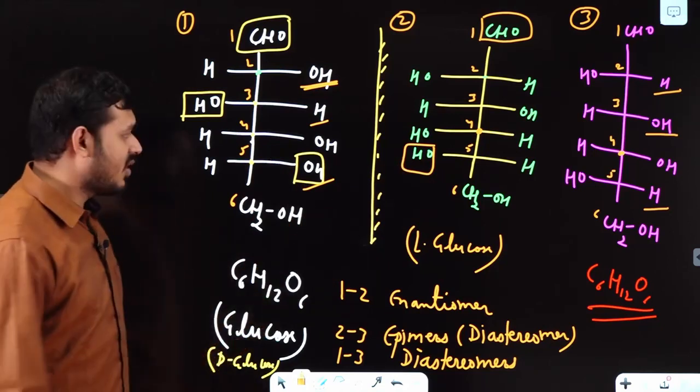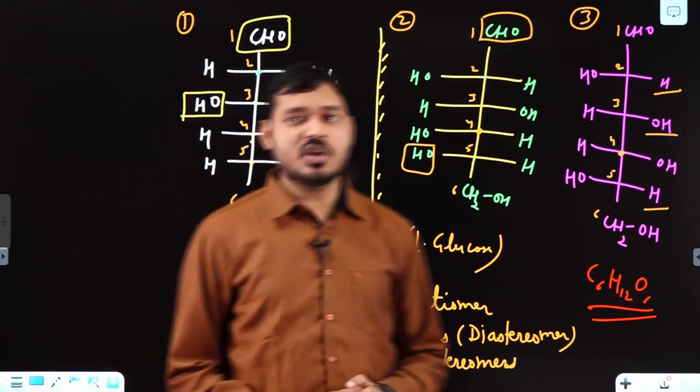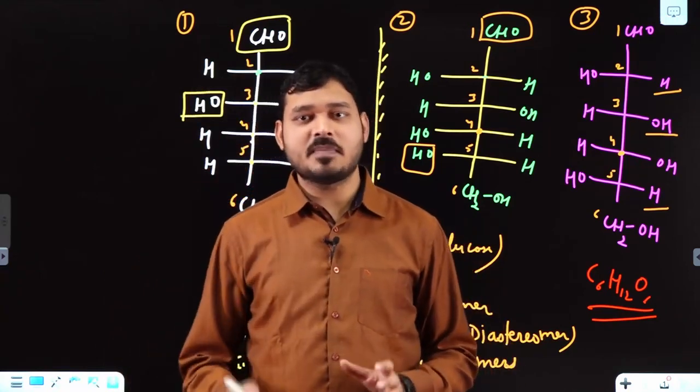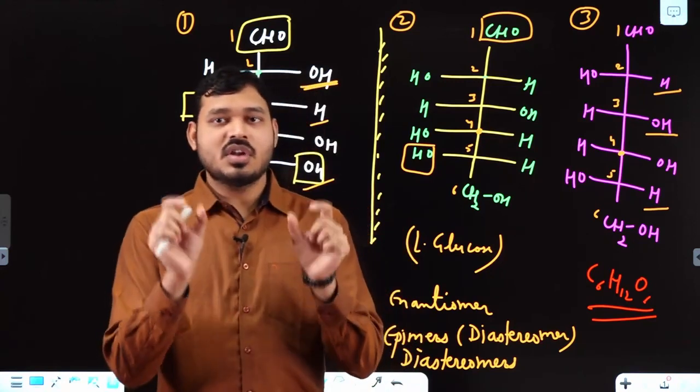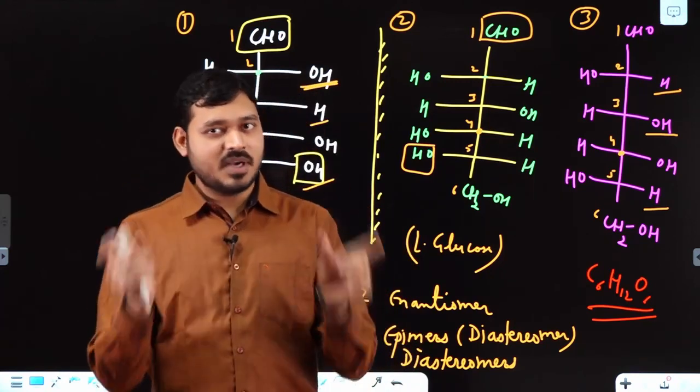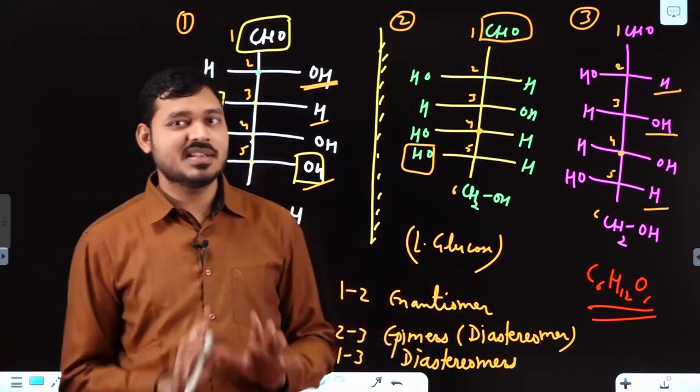Clear to you all? Okay, so students, it was all about epimers. For any given example, you can check this thing. Epimers means across only one chiral carbon the configuration will be different, and all the rest will be same.